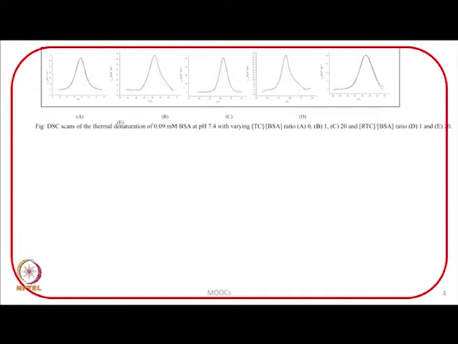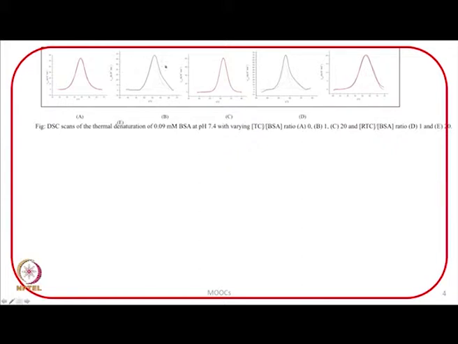Now let us take a look at this figure. These figures correspond to DSC scans of thermal denaturation of bovine serum albumin at pH 7.4 in varying molar ratios of tetracycline to BSA. This one is without any tetracycline. This is in the presence of tetracycline.